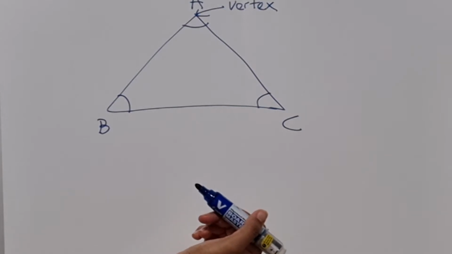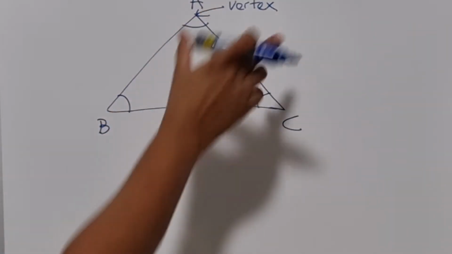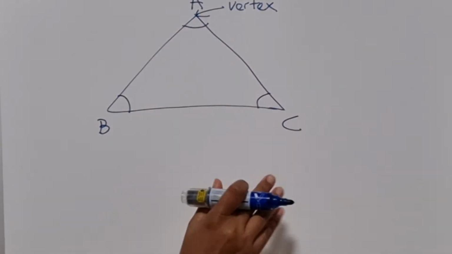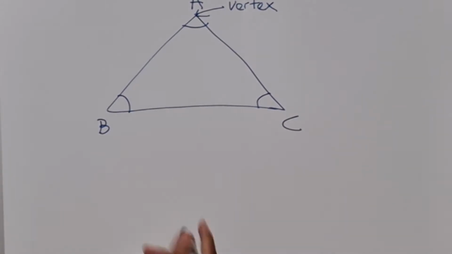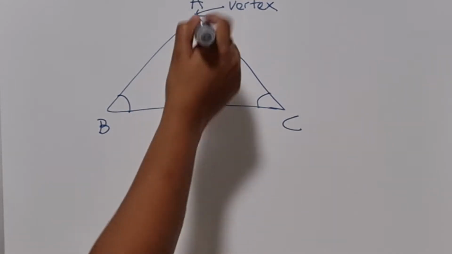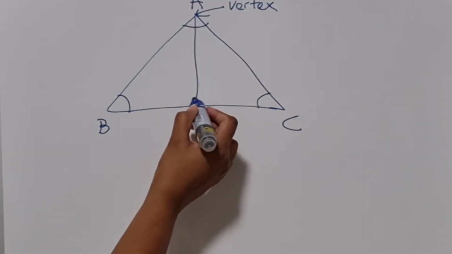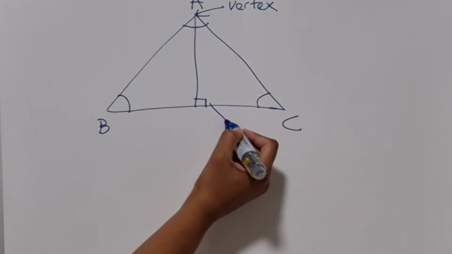And then any side of the triangle can be the base of a triangle. This one can be the base, this one can be the base, and this one can be the base, whichever side you can turn. And the height of a triangle is always perpendicular to its base. So let's say this is the base. You draw a line down. You see, this perpendicular means this must be 90 degrees.